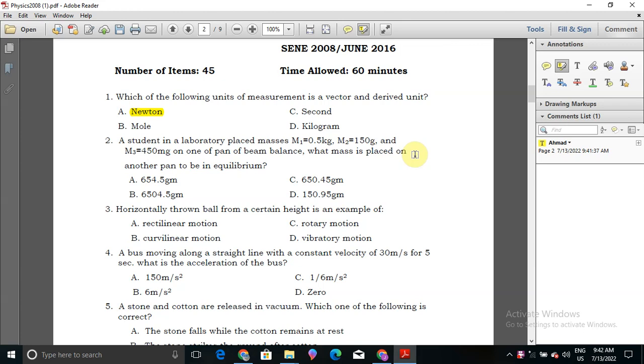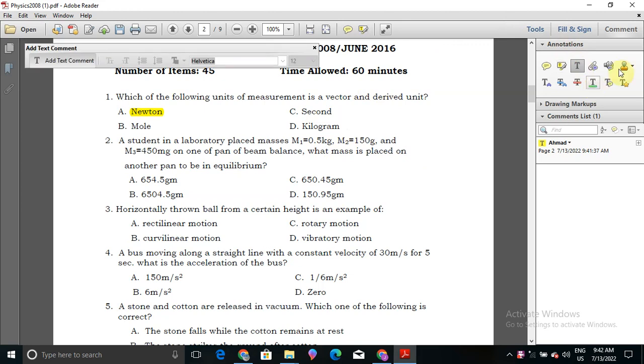For example, the first mass, 0.5 kilogram, we will convert to gram. So 0.5 kilogram into gram. When you convert it, it will be 500 gram. Why? Because 1 kilogram is equal to 1000 gram.